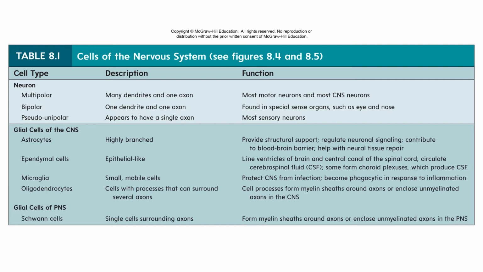So these are single cells surrounding the axons, and they form myelin sheaths around axons or enclose unmyelinated axons in the PNS. Okay, so as you see, or if you observe, there is a difference when it comes to which type of glial cells actually perform the same function. So for CNS, it's the oligodendrocytes that form the myelin sheaths, but for the PNS, it is actually the Schwann cells. Okay, so please take note of this one.